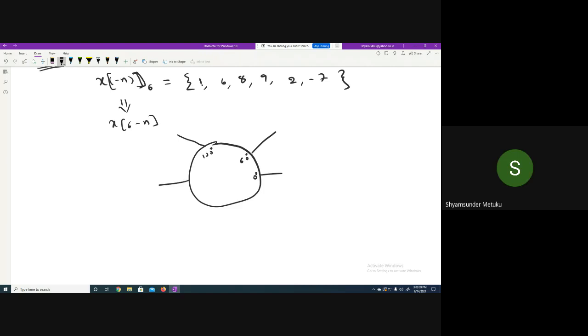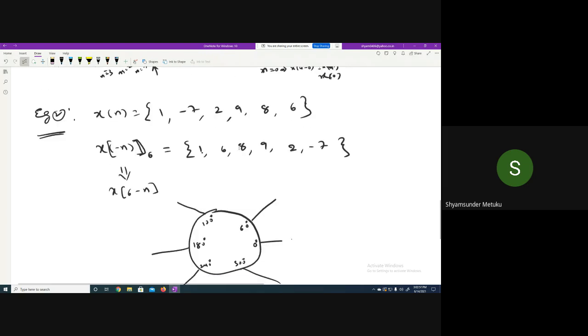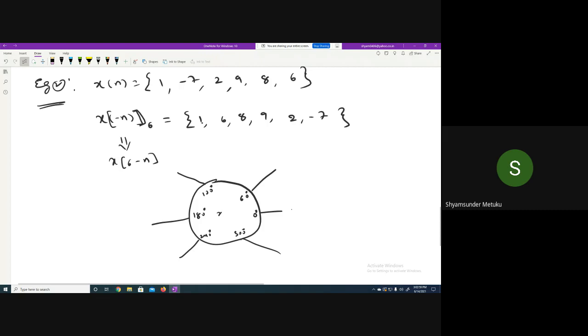120. Next, 180. Next, 240. Next, 300. So this is a 6-point sequence, right? Odd numbers should not be considered, only even numbers. Is it clear? So can I write it as per the input I am writing here? Assuming this is x of n for me. What is x of n? It is 1, minus 7, 2, 9, 8, 6.